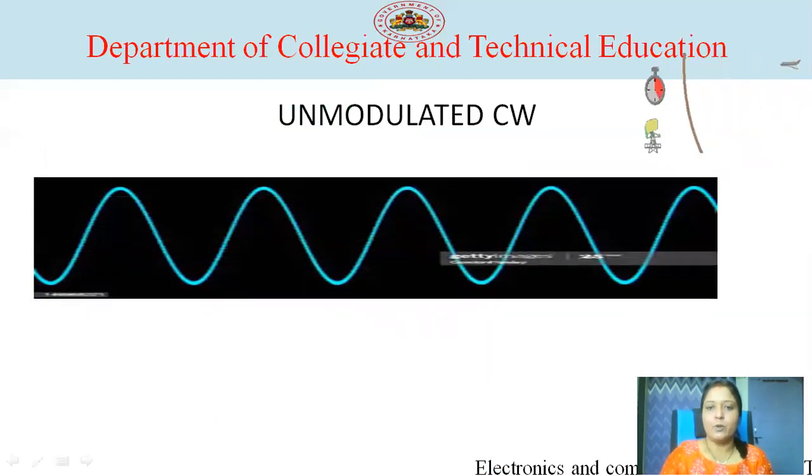Now consider the unmodulated continuous wave here. Suppose this is the unmodulated continuous wave. It has the same frequency here. The frequency is the same here. Therefore, if you are transmitting this signal, we are unable to mark at what frequency the ray is transmitted and at what frequency the ray is received. Therefore, an unmodulated continuous wave is not capable of this.